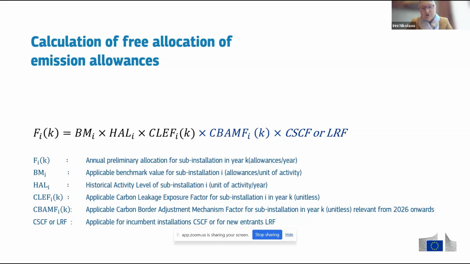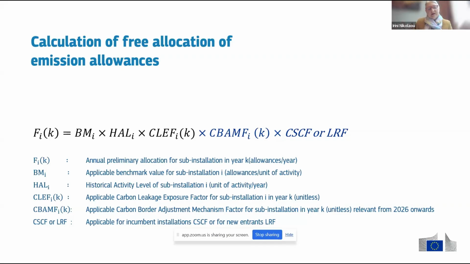Now we have also a new factor in the formula, which is the CBAM factor. The installation that produces glass is not a CBAM product. Therefore, this factor also is 1. And then we multiply it with another factor if, in the beginning of the allocation period, we saw that we should introduce a reduction factor, the cross-sectoral correction factor. I will not go into the linear reduction factor, it is only for the new entrants.